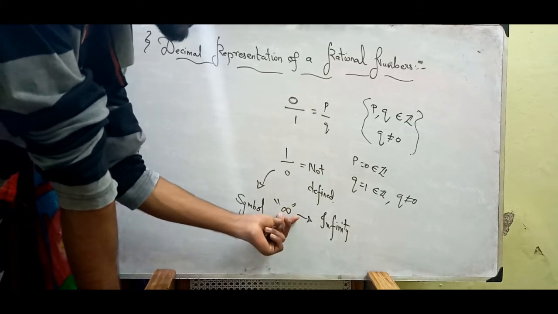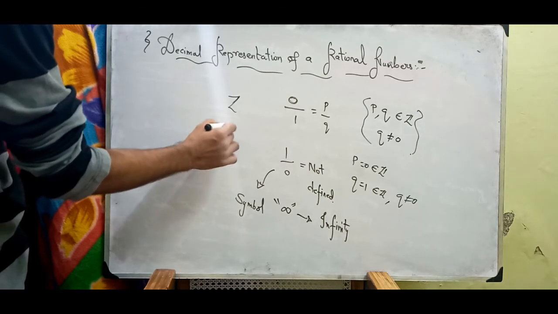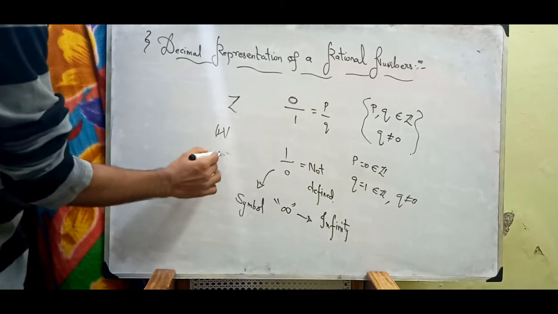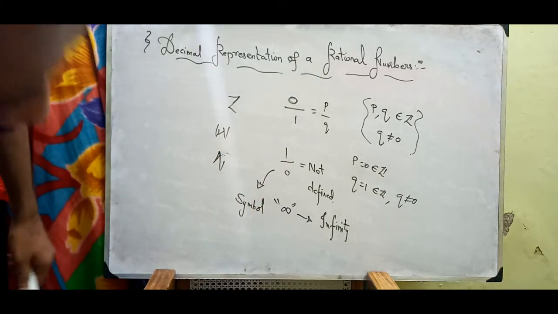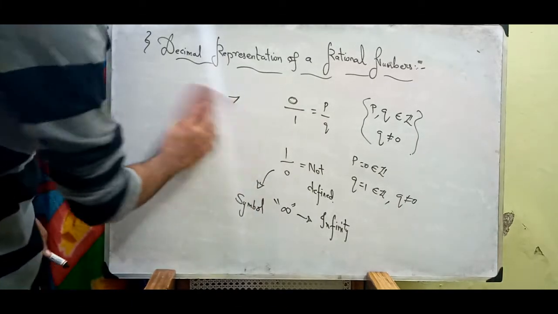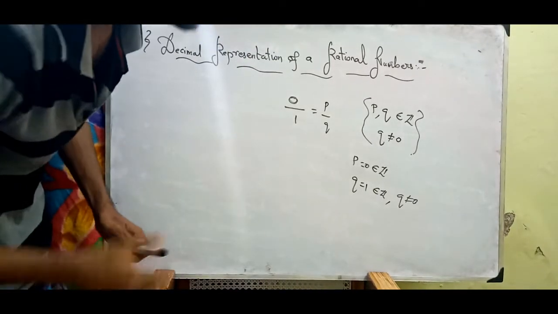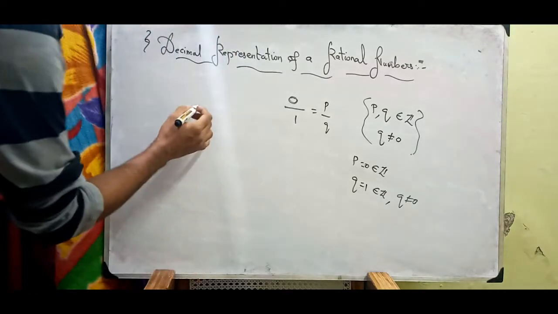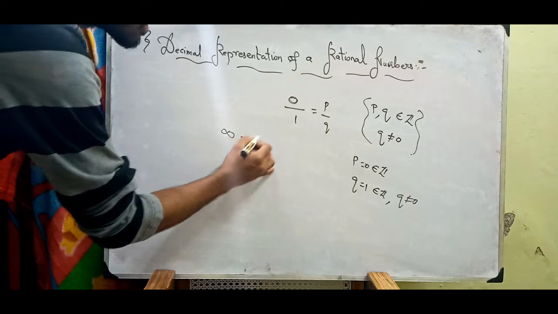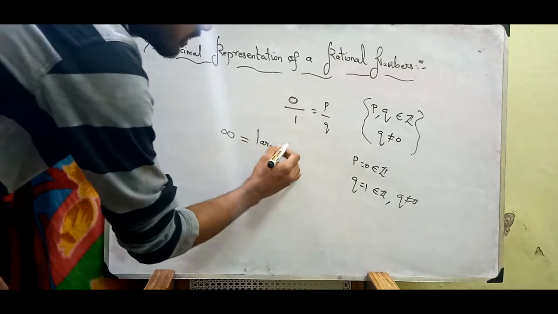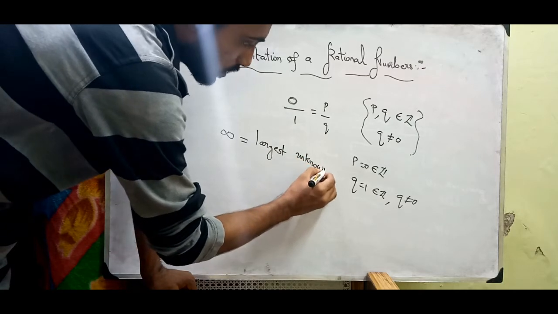Infinity is not a number, it is just a symbol. Like we have the set of all integers, the set of all whole numbers and the set of all natural numbers, capital N, likewise we have a symbol for infinity. Infinity is not a number, it's just a symbol for not defined. Okay, let us see how it becomes infinity. Infinity is the largest unknown number.